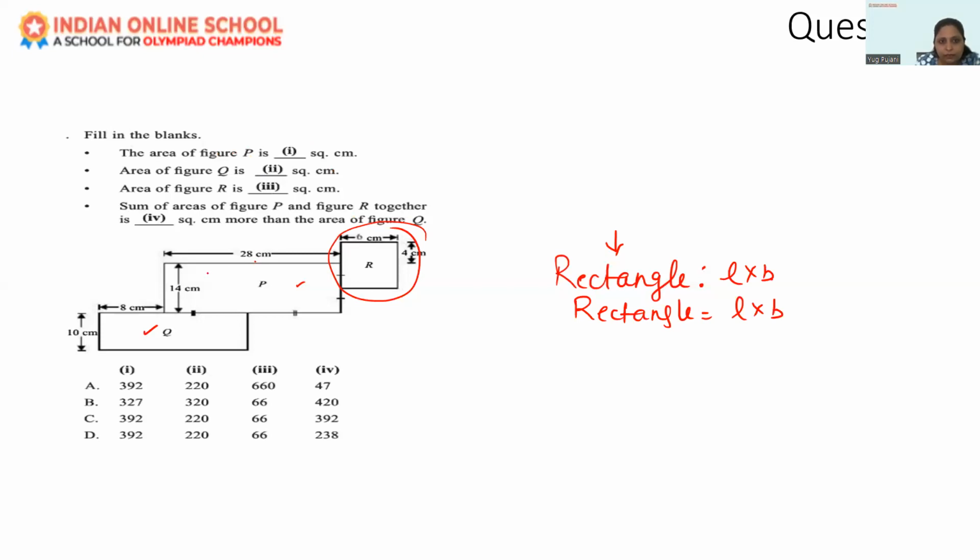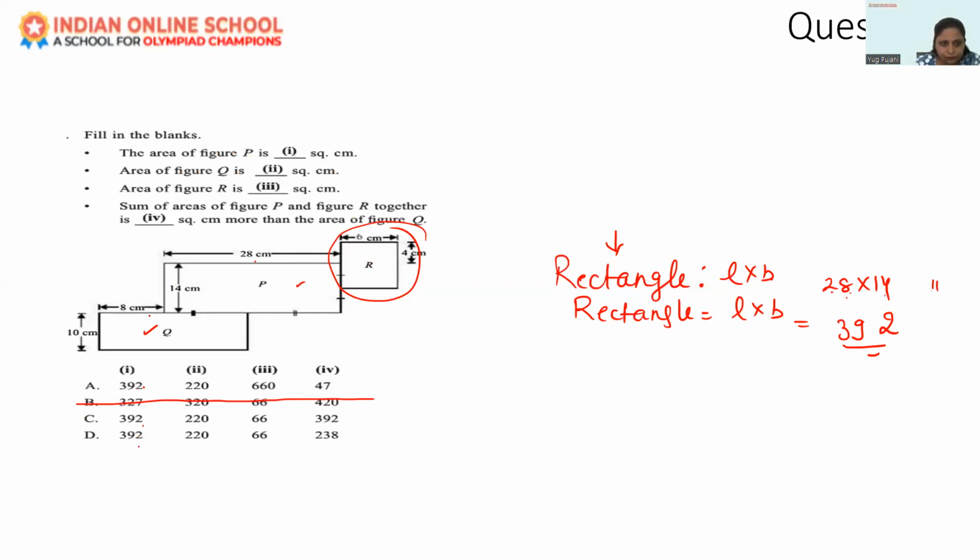Here it is 28 and 14. So what will you do? 28 multiplied by 14. 14 8s are 112, 14 2s are 28, 28 and 11 will be 392, right? So the first answer is 392. So B cannot be your answer, so I will cut this option now. Fine. So I will go for the second option, the area of figure Q.